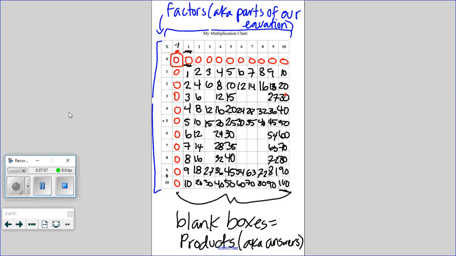All right, so we're looking at our 3s. 3 times 0 is what, Ashlyn? 3 times 0 is 0. 3 times 1 is what, Cade? 3. Dorian, 3 times 2.